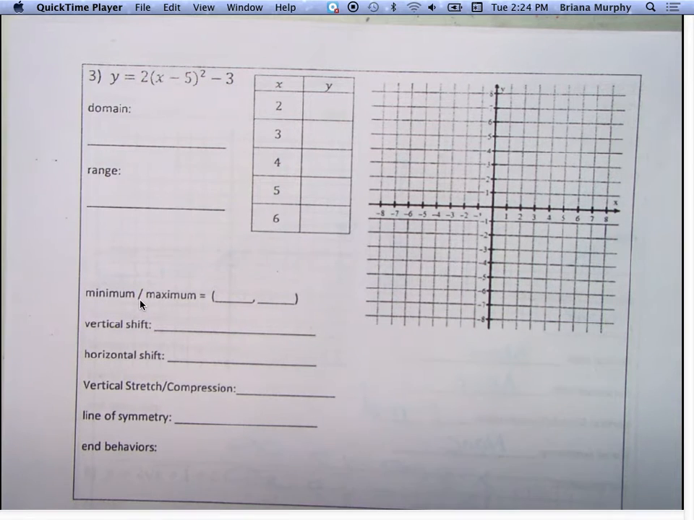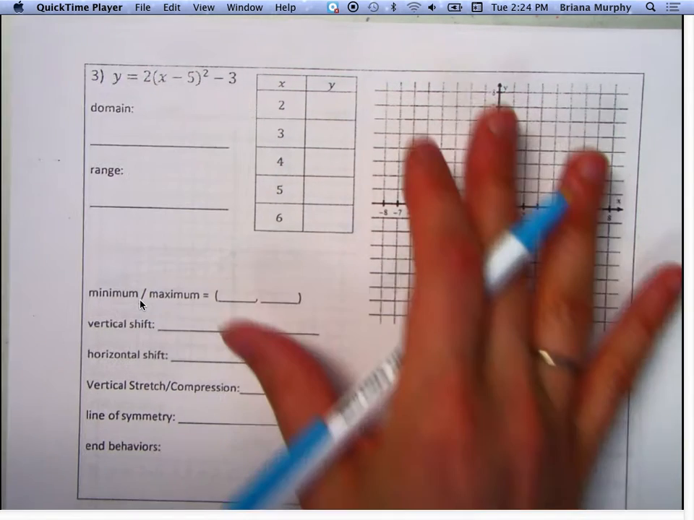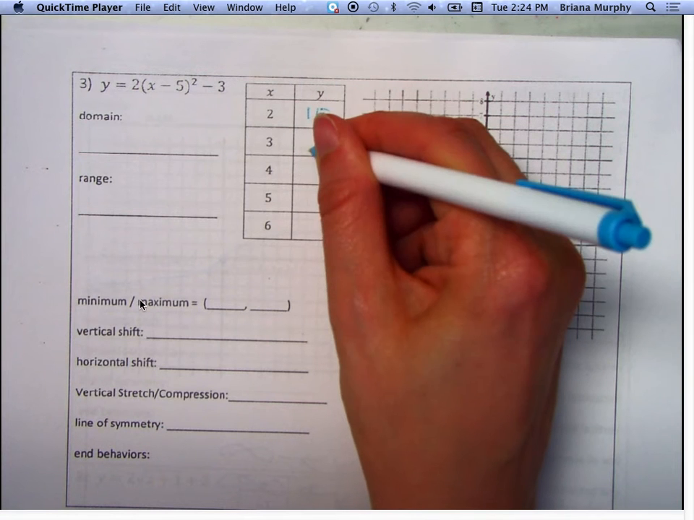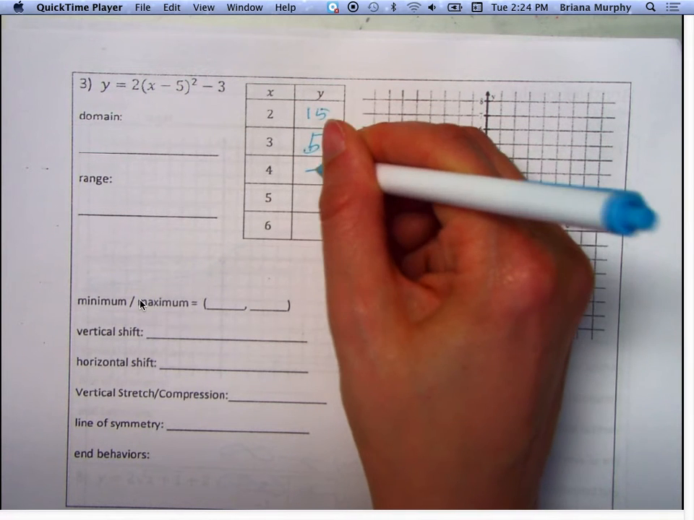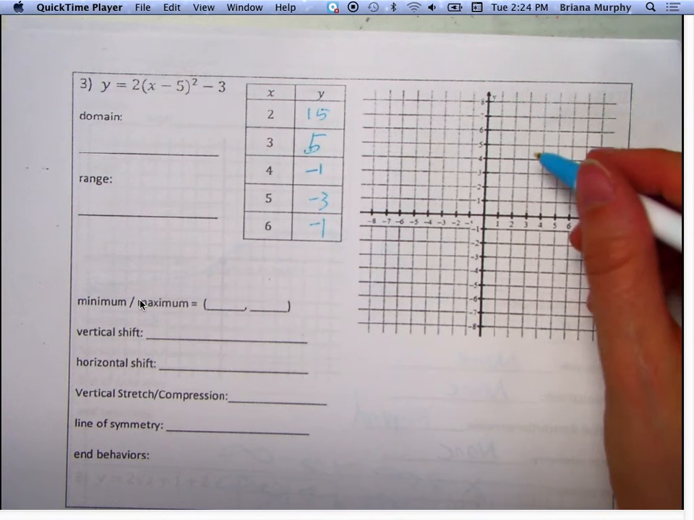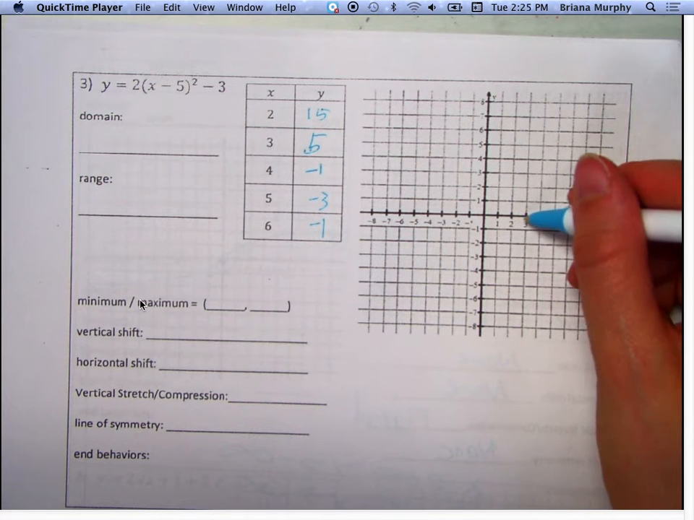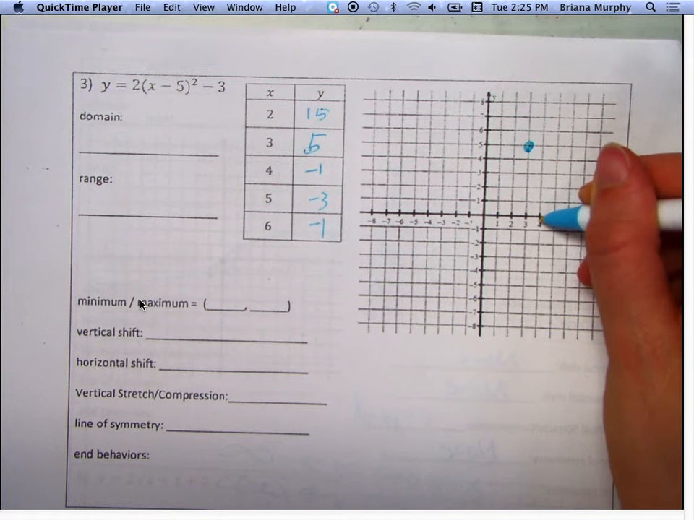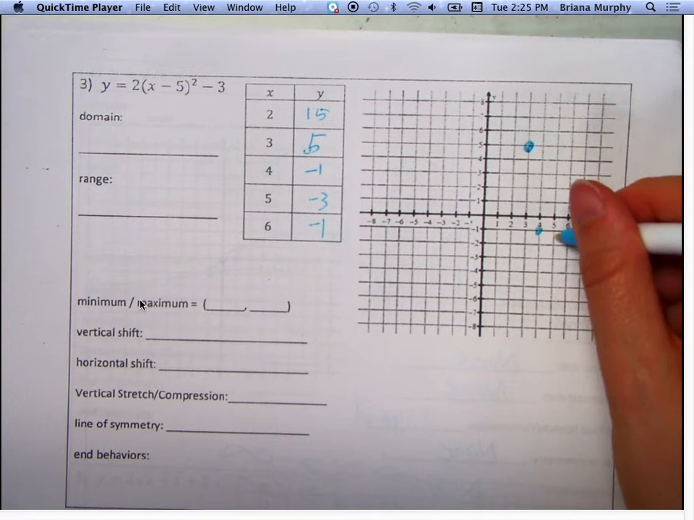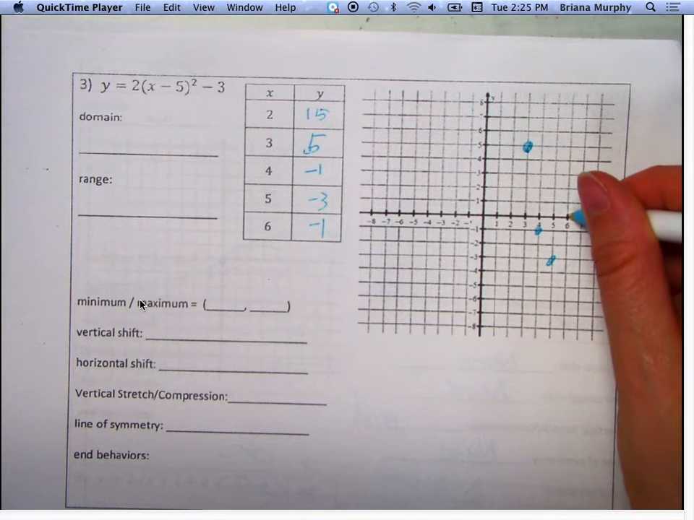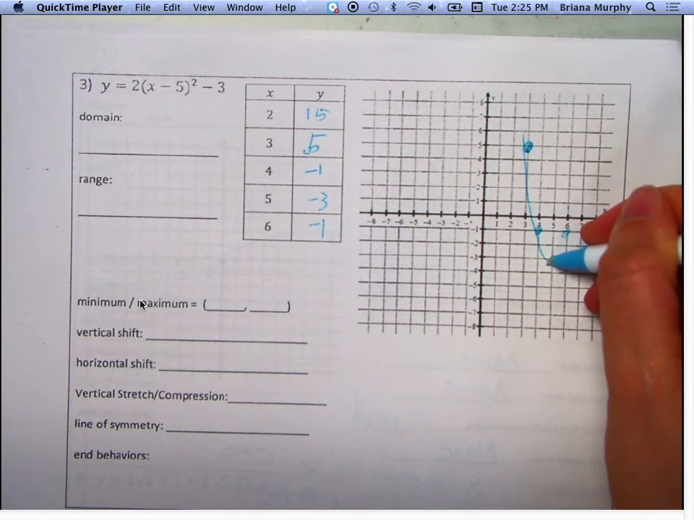Okay. So if we're looking at number 3, I'm plugging in these points, and I get 15, 5, -1, -3, -1. So 2 gives me 15, 3 gives me 5, 4 gives me -1, 5 gives me -3, 6 gives me -1. So I know I'm going to start going up again, right? Like this.